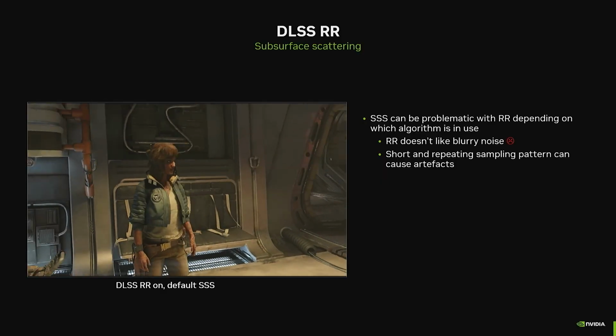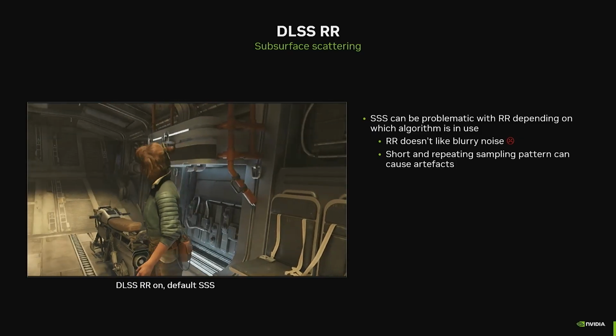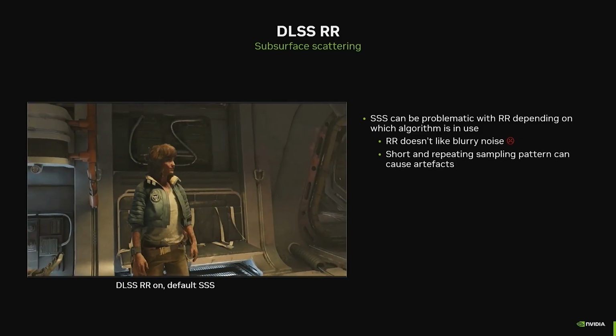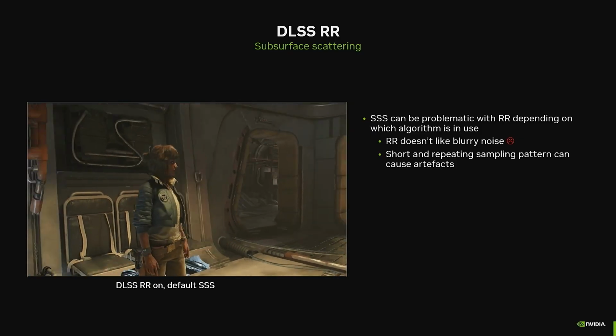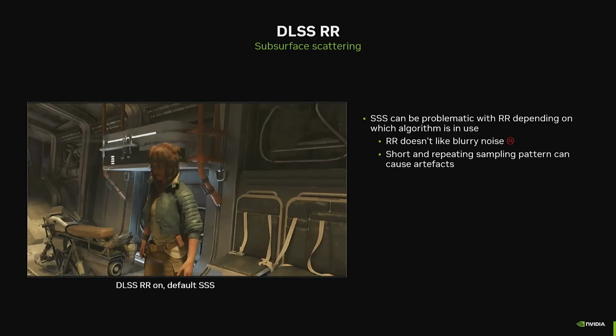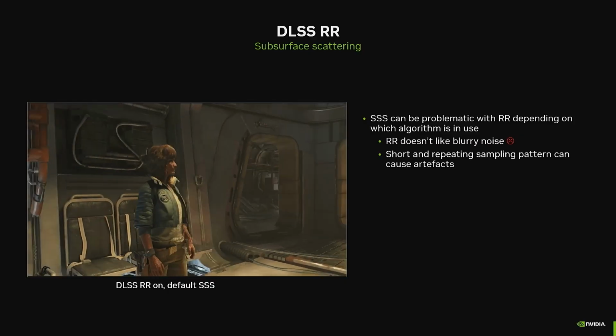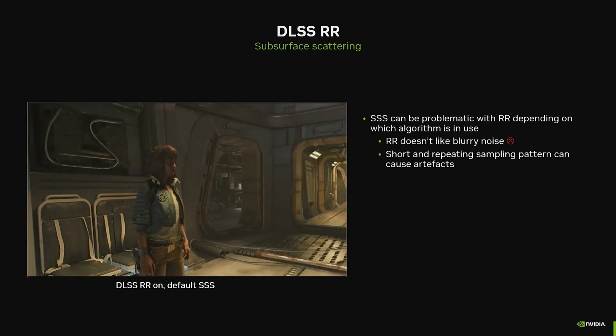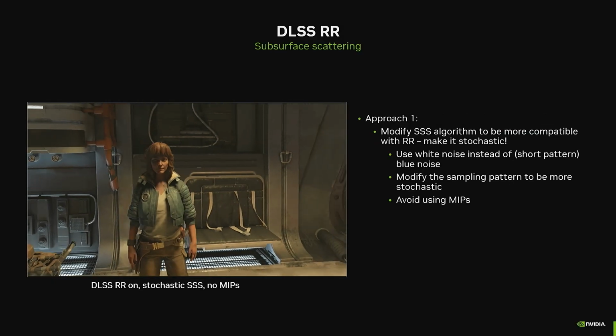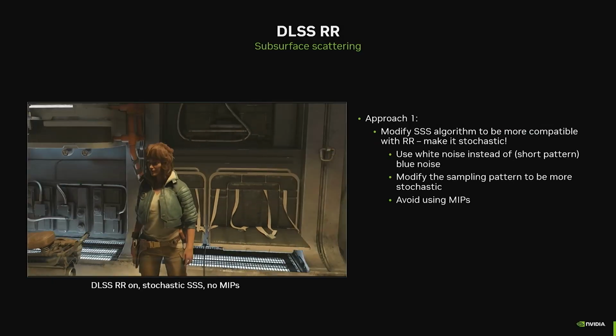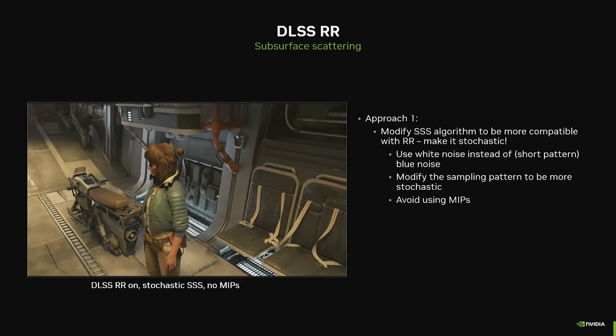So here's an example video of how, for example, skin looks when we don't do anything special for SSS. There's some noise. I'm not sure how well you can see it. Okay, but there are actually two approaches that you can take. The first one is to modify the subsurface scattering algorithm to make it more stochastic.